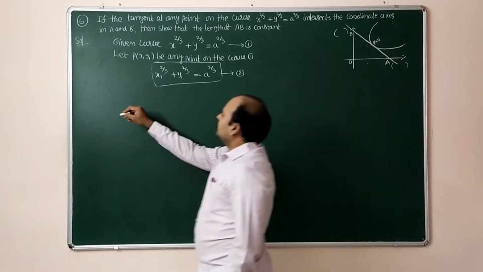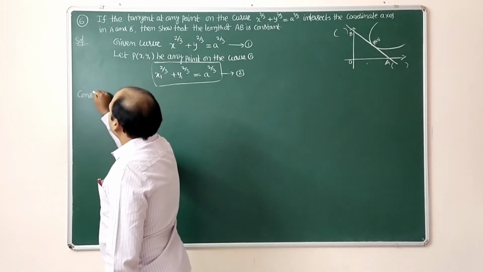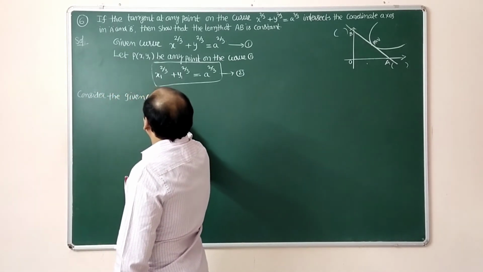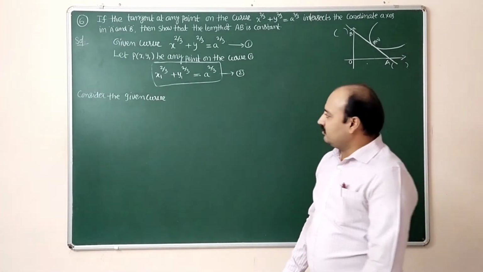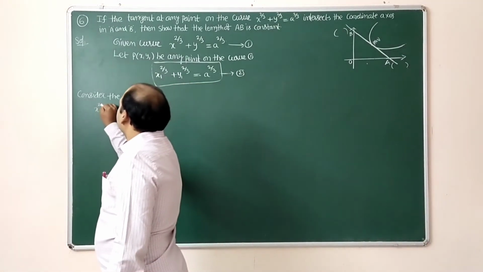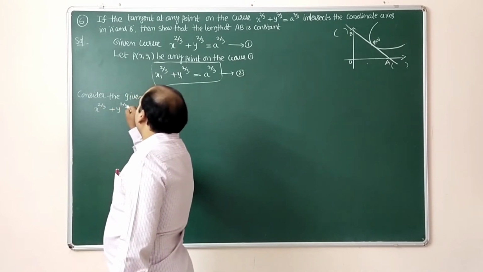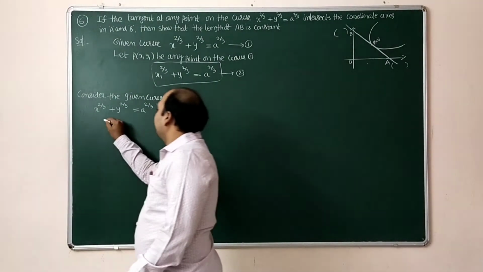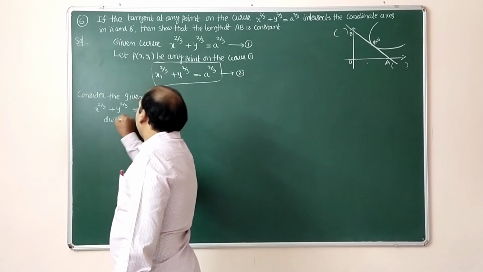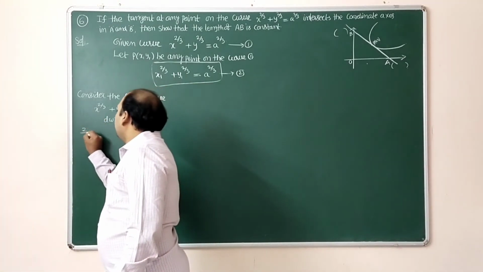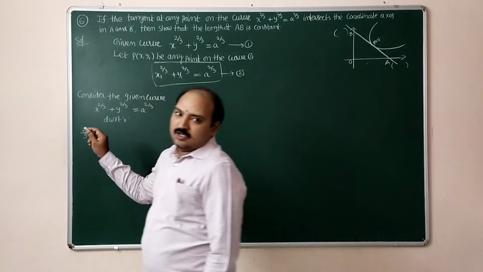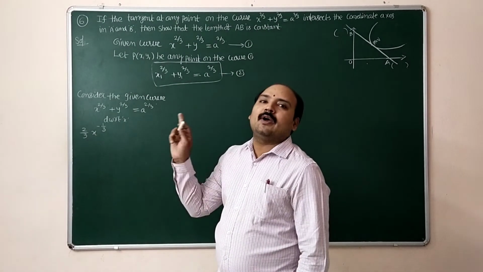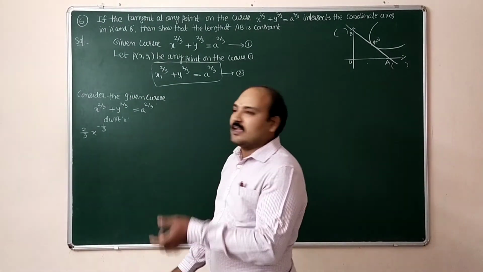Now consider the given curve: x power 2 by 3 plus y power 2 by 3 is equal to a power 2 by 3. Differentiate with respect to x. The derivative of x power 2 by 3 is 2 by 3 into x power 2 by 3 minus 1. 2 by 3 minus 1 is what? 2 minus 3 by 3, that is minus 1 by 3.